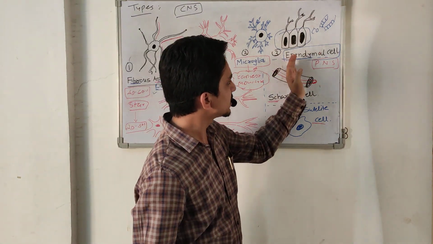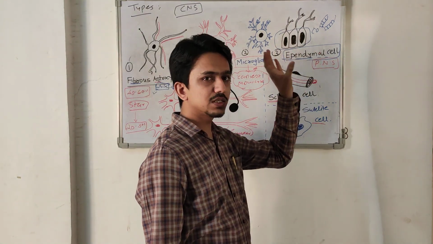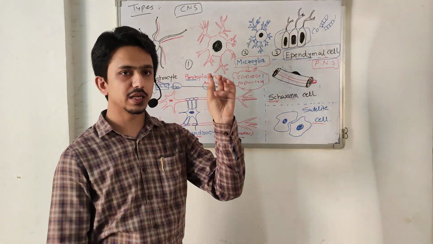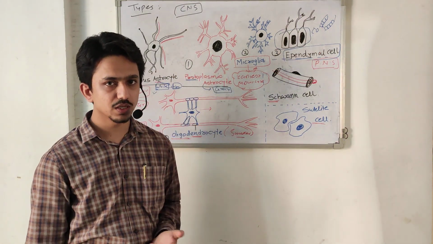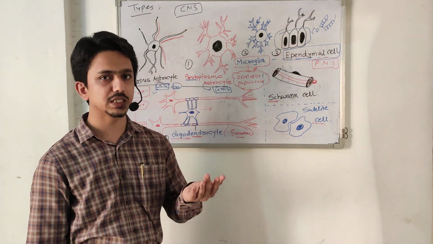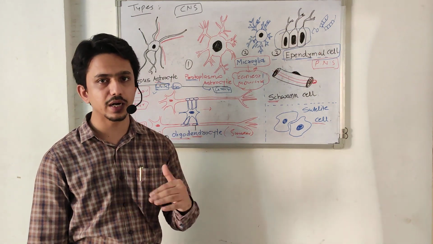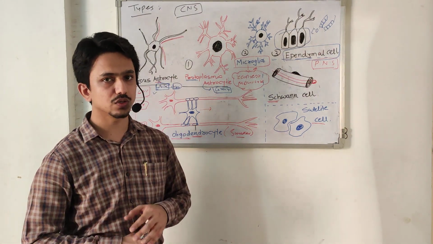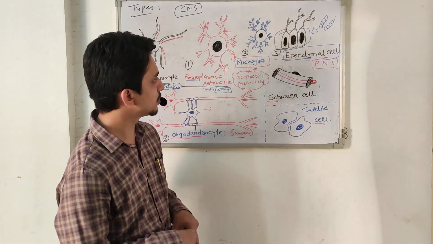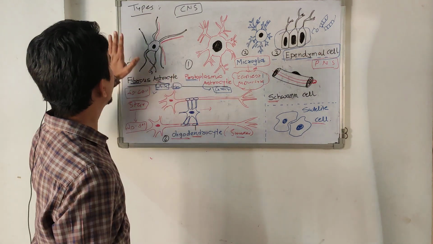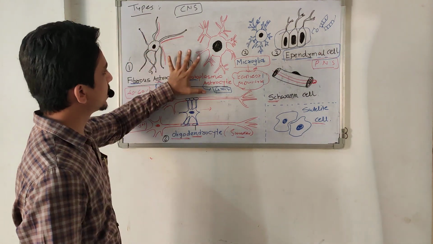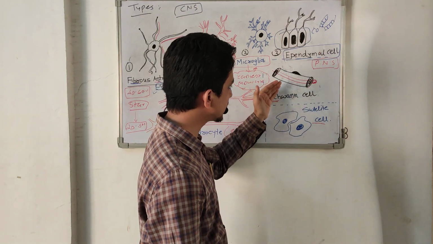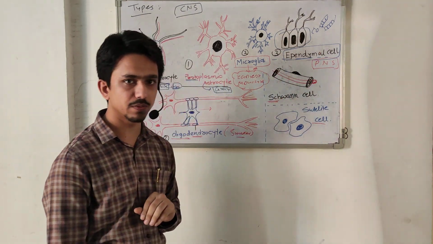So ependymal cells are columnar cells that remain in the ventricle in a single layer. They are responsible for the synthesis, flow, and direction of CSF, and they regulate the components of the CSF environment. So this is about the neuroglia cells in the CNS. Now, neuroglia cells in the PNS. The first one is the Schwann cell and the second is the satellite cell.